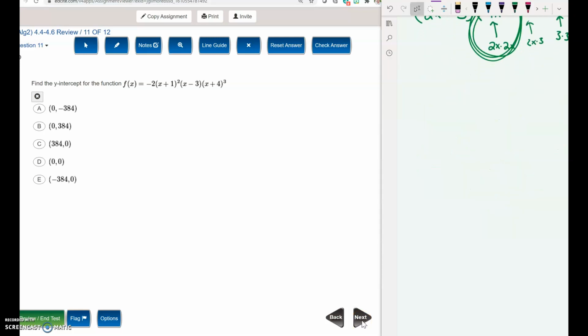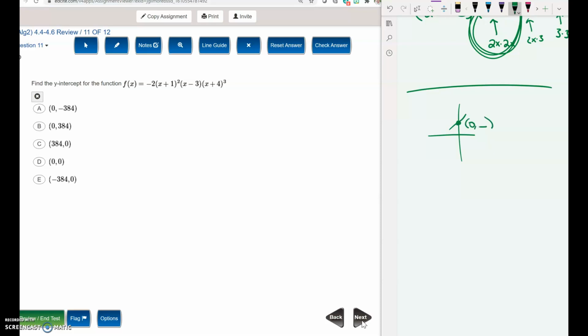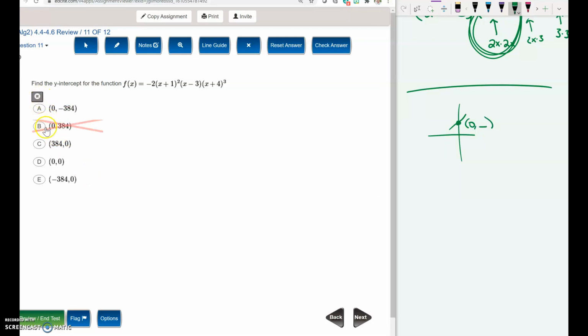This is the only problem that we kind of went over in class, but not as much as we probably should have. Find the y-intercept for the function. A y-intercept happens when the graph crosses the y-axis, and the coordinates of that point are 0, something. So it's not going to be that one, and it's not going to be that one. Some people might guess that it's going to be 0, 0. That would probably be a good guess, but I think because there's a negative 384 and a positive 384, maybe it's not. So let's try this out.